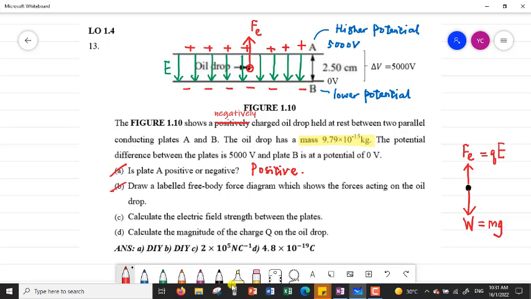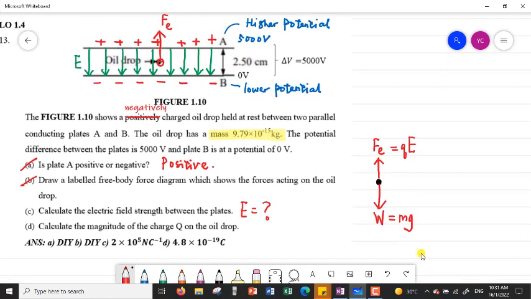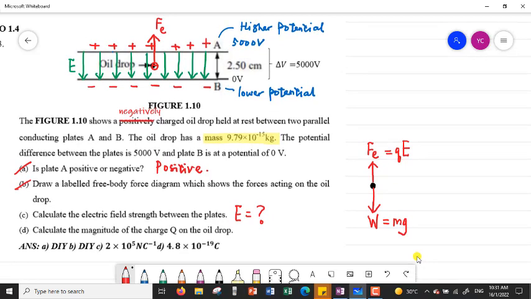Question C, we want to calculate the electric field strength between the plates. Because of the potential difference, there will be a uniform electric field created between parallel plates A and B. So we want to determine the electric field strength E. The electric field strength between parallel plates is given by the potential difference between the two plates divided by the separation of the plates.